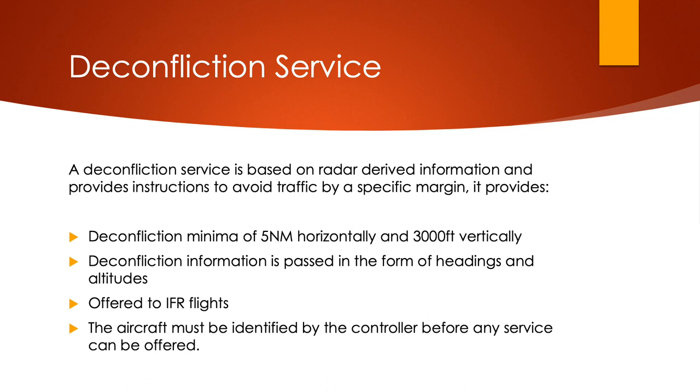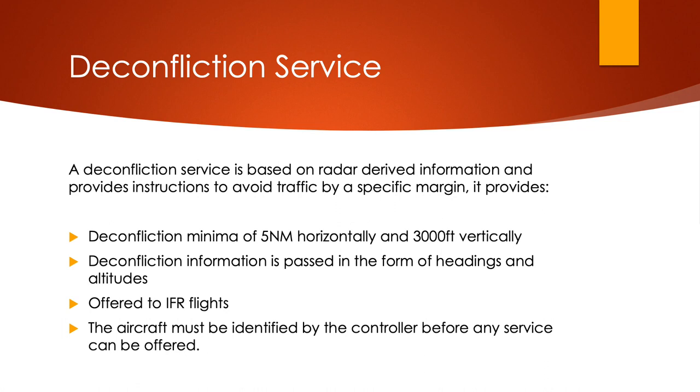Okay, so the next kind of service is called a deconfliction service. Okay, again, it needs a radar because it's radar derived information, and the controller will provide instructions to an aircraft to avoid traffic by a specific margin. So they would give us a heading and an altitude to fly, and we have to fly it if we're under a deconfliction service. Okay, and those margins are 5 nautical miles horizontally away from traffic and 3,000 feet vertically.